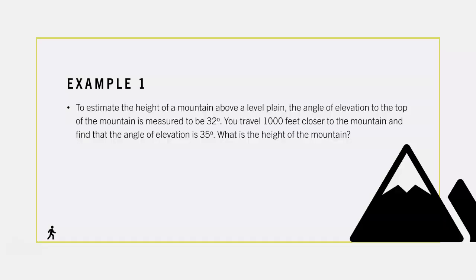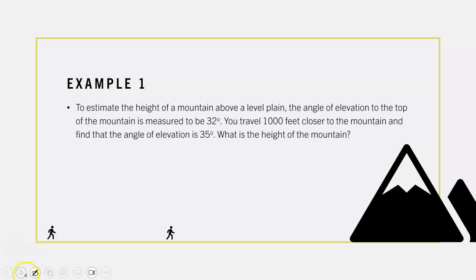Okay, our first question. To estimate the height of a mountain above a level plain, the angle of elevation to the top of the mountain is measured to be 32 degrees. Then you travel 1,000 feet closer to the mountain and find that the angle of elevation is 35 degrees. What is the height of the mountain?